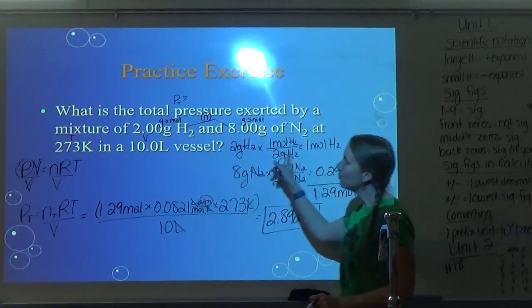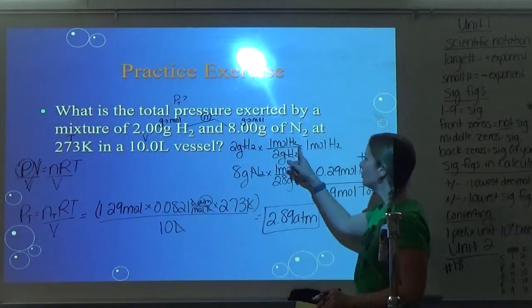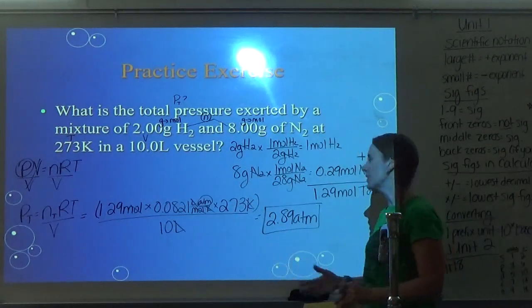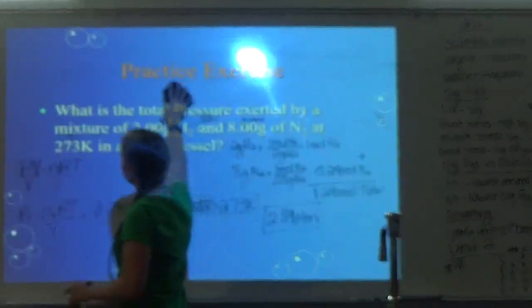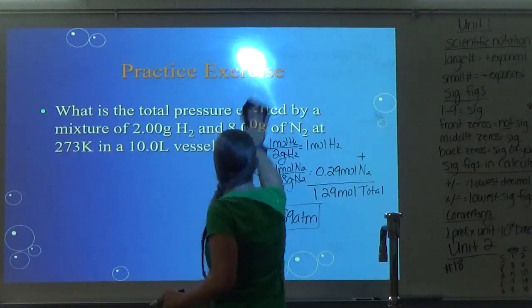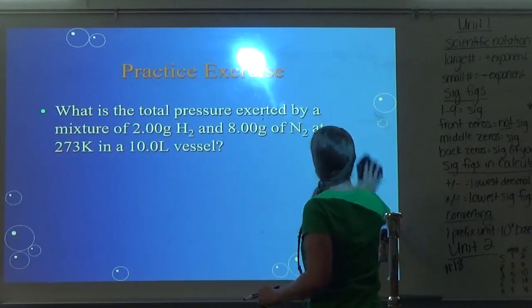If I had just plugged in 1 mole, I would have gotten the pressure of just hydrogen. If I had just plugged in 0.29, I would have gotten just the pressure for nitrogen. But it asked me for total, so I just had to add those moles together. So hopefully you got that one right.